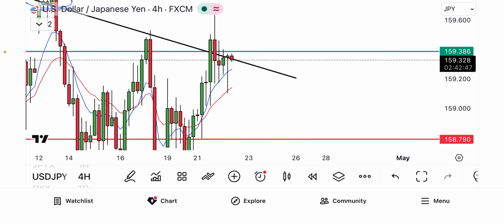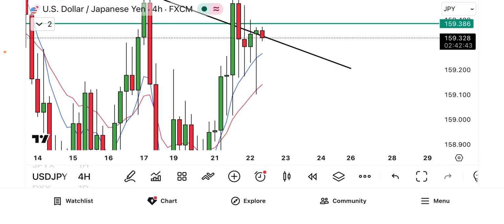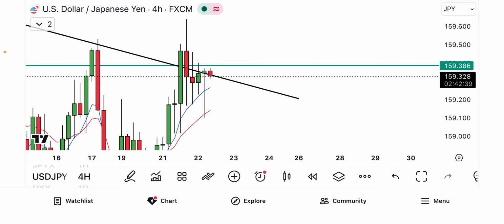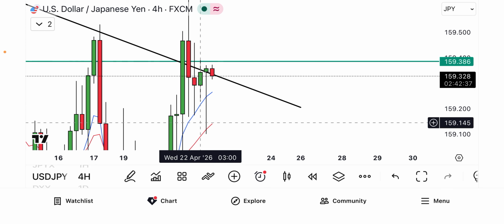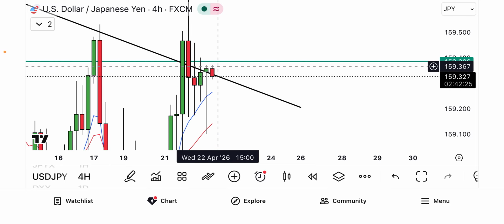Let me clean this one. So let me see this one, 3. Okay, there's no trade opportunity until this candle closes. So we're waiting for this red candle to close, this 11 o'clock candle to close. So 11, 12, 1, 2. It's gonna close at 2.